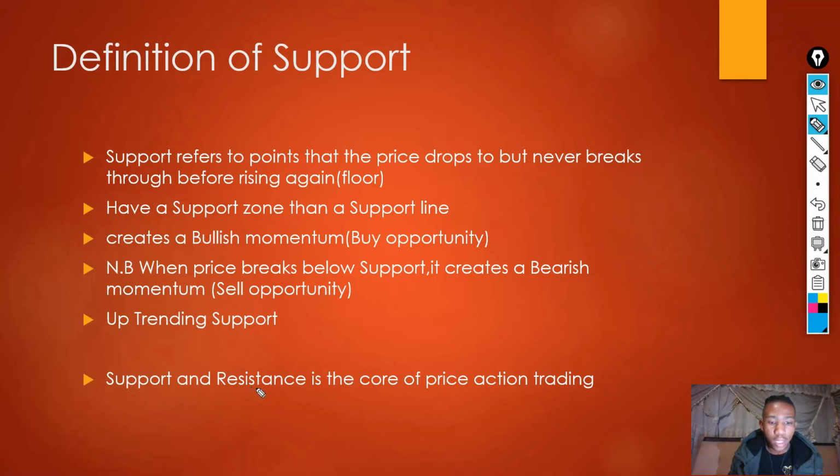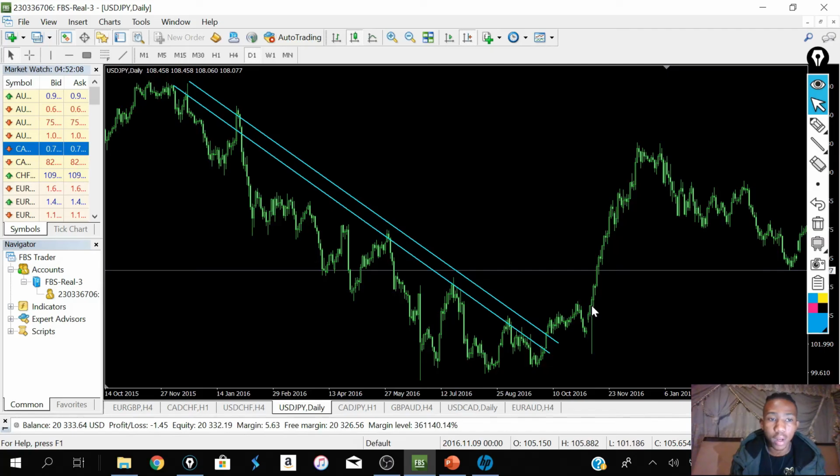So support and resistance is a core of price action trading. Let's go to our chart right now. Now let's start with this pair right here. We have a downtrend.